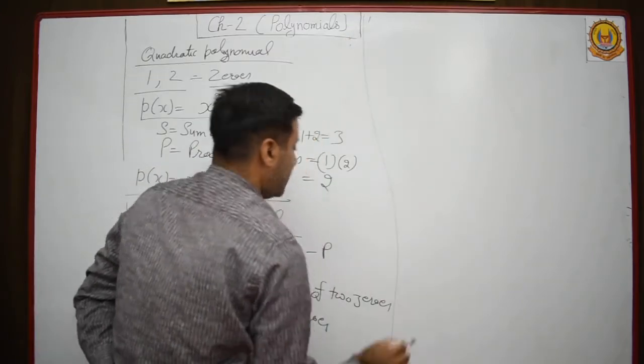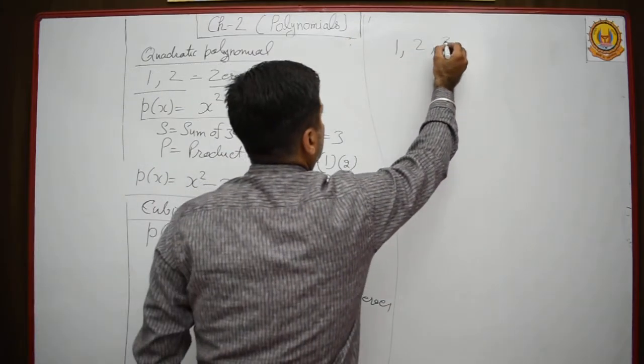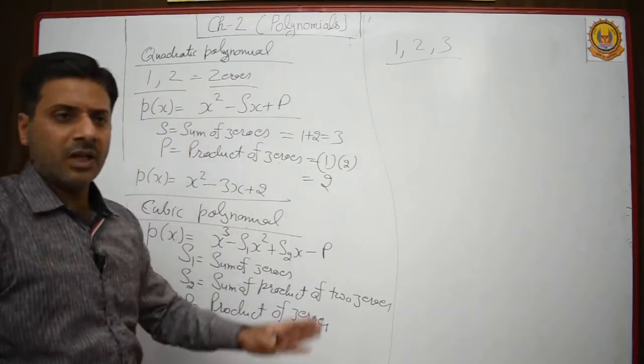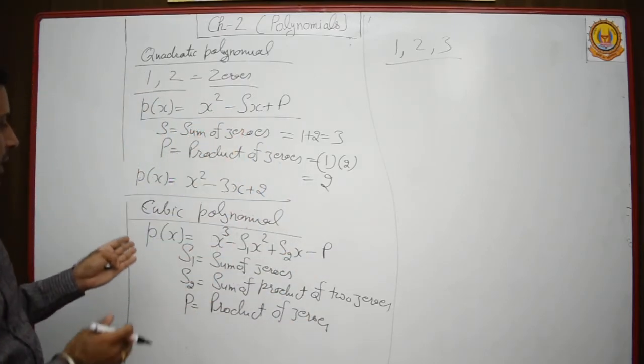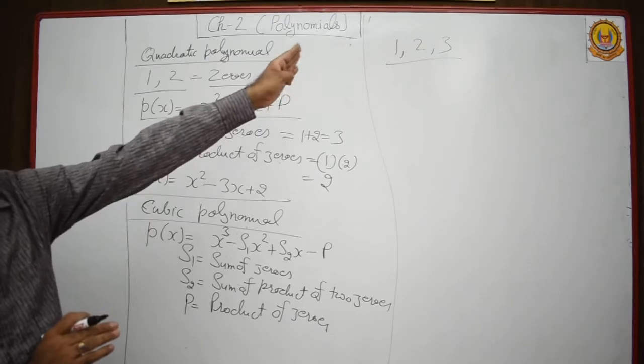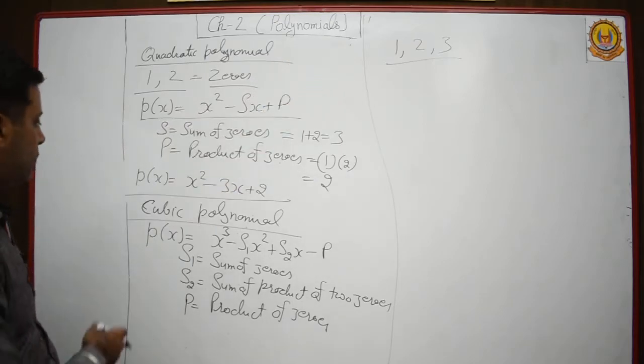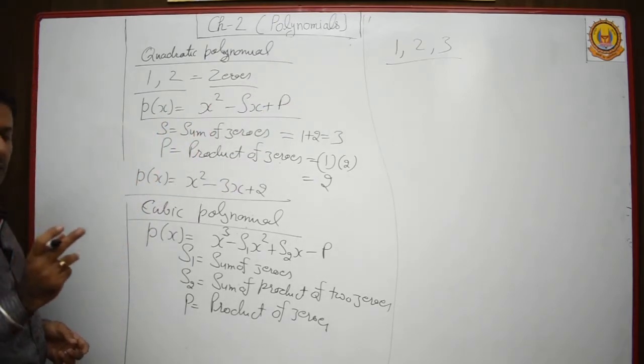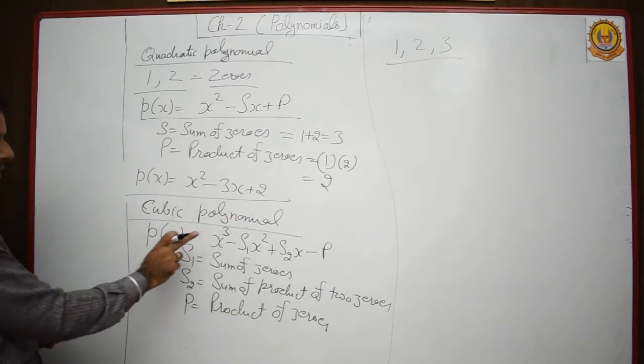I am taking one example. Suppose I am taking 1, 2, 3 as the zeros of the given polynomial, and we have to make the cubic polynomial, because there are 3 zeros. So 3 zeros means you have to form a cubic polynomial, and this is the formula.